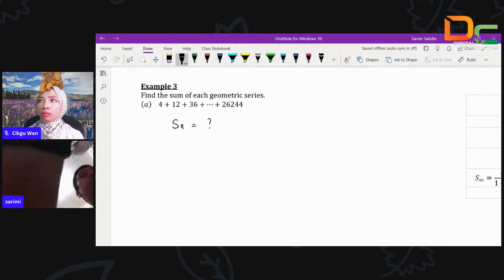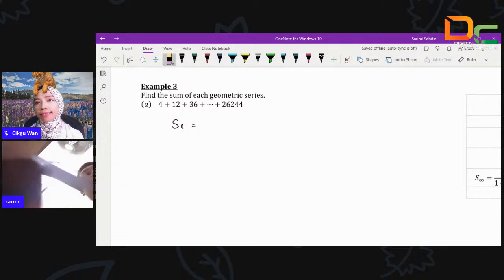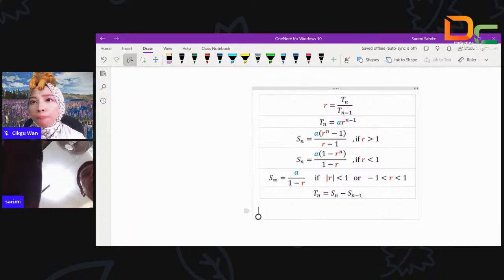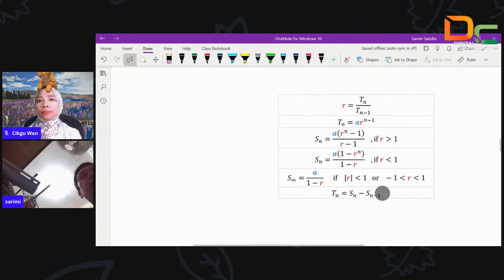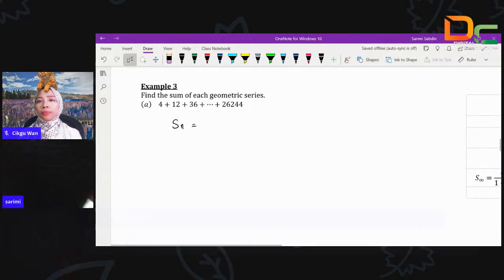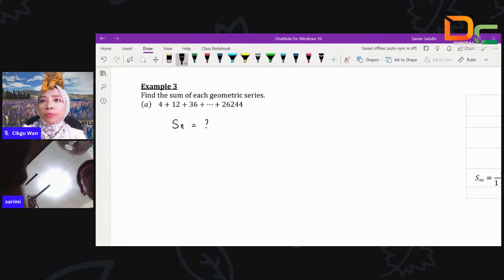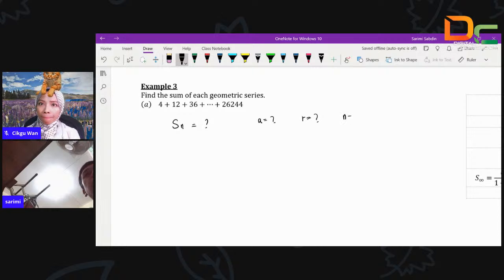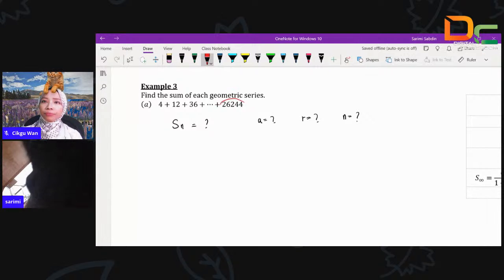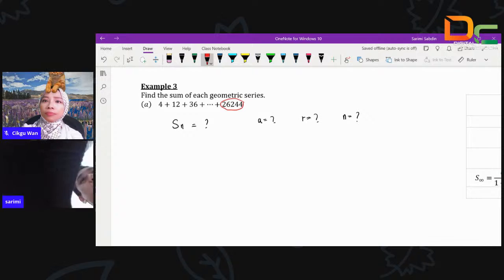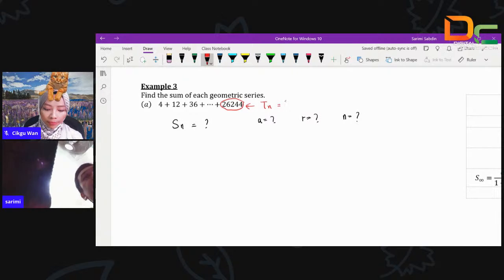To find Sn, there are two formulas: A times r to the power of n minus 1 over r minus 1, or A times 1 minus r to the power of n over 1 minus r. To decide which formula to use, we need to look at the value of r. To use this formula, we need to know A, we need to know r, and in this question we need to know n, which means we need to know up to what term we want to add. That means we need to know 26244 is what term. Which n is this?